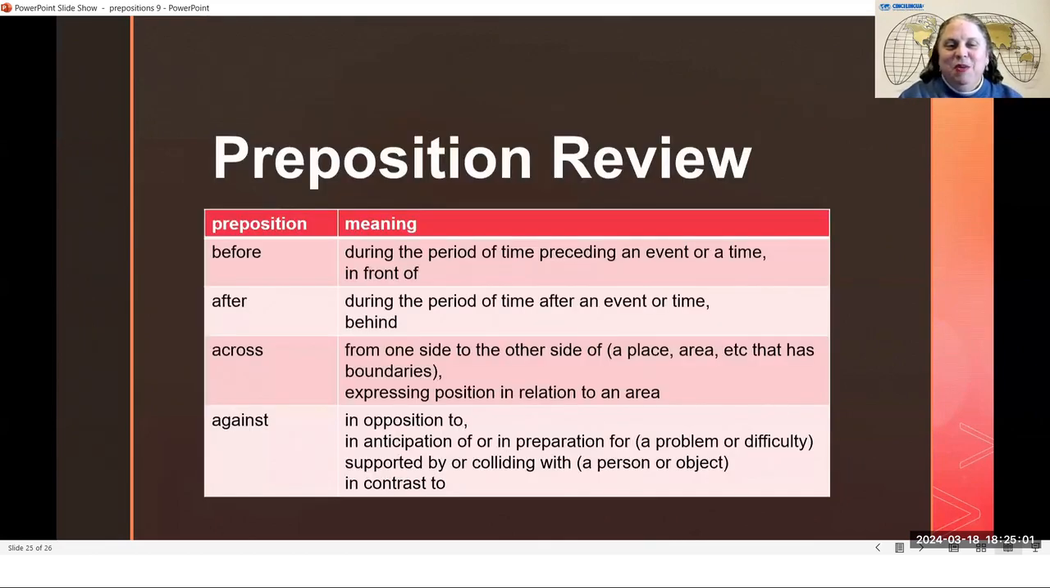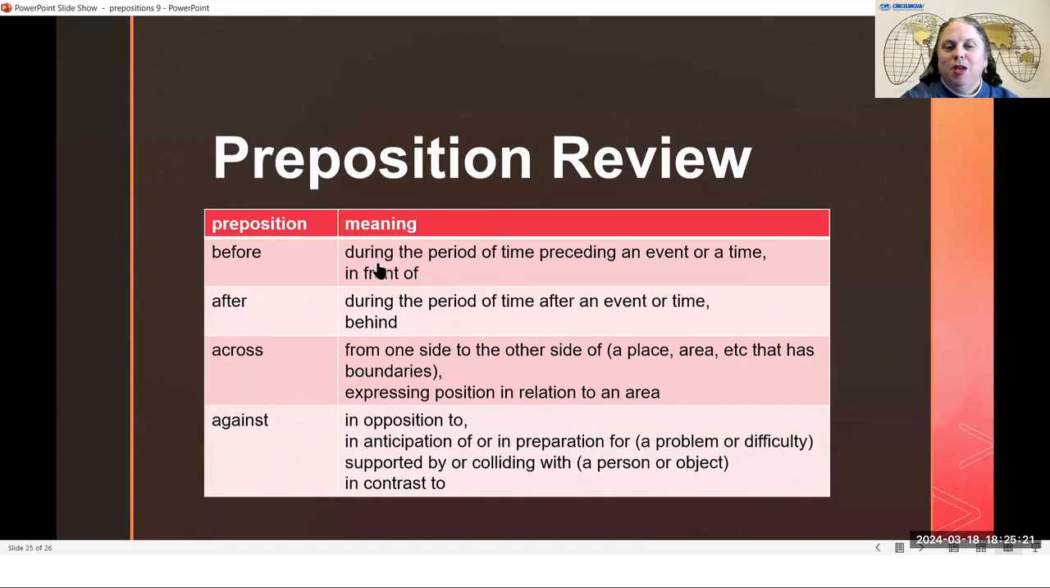Let's look at the review here. And again, when we look at it with just these words, it seems like so many words and a little bit hard to understand. But if you can picture in your mind the examples that we talked about, I bet you will find it easy to understand each of these meanings.